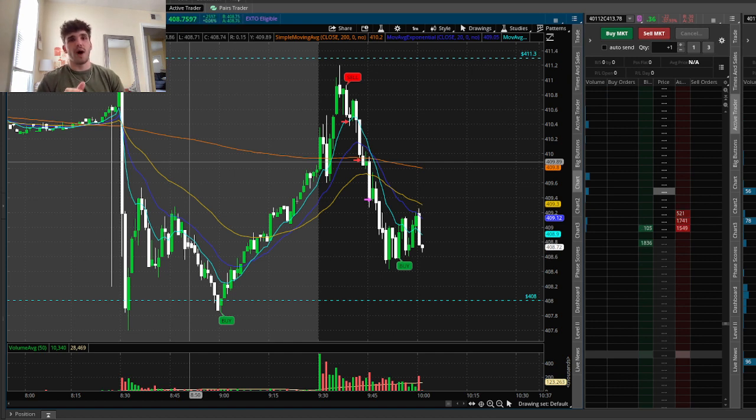I did put these levels on there, and without further ado, I'll hop into my screen and show you guys exactly why I took this trade and what my initial plan was for the day.